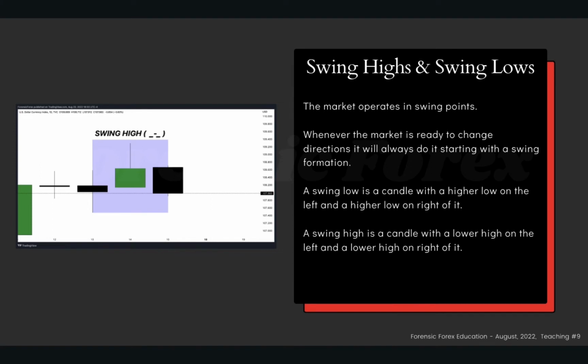The market operates in swing points. Whenever the market is ready to change directions, it will always do it starting with a swing formation. A swing low is a candle with a higher low on the left and a higher low on the right. A swing high is a candle with a lower high on the left and a lower high on the right of it. Let's look at an example of what a swing high looks like.